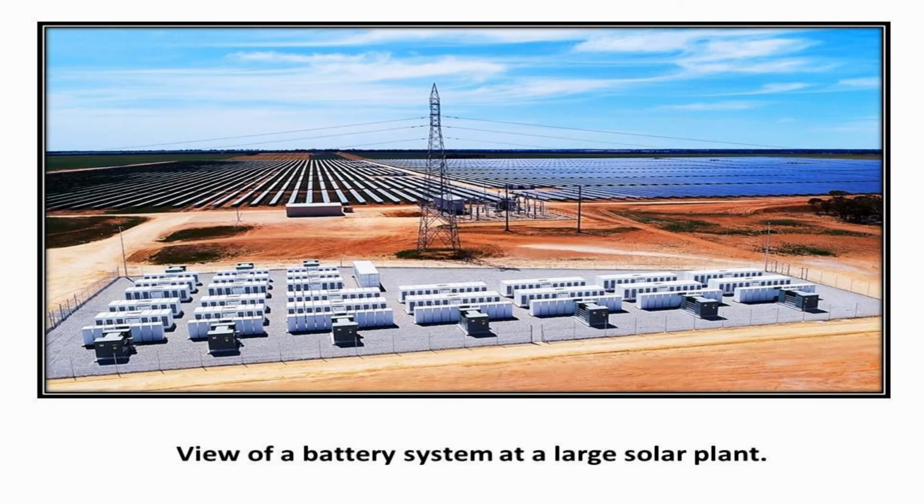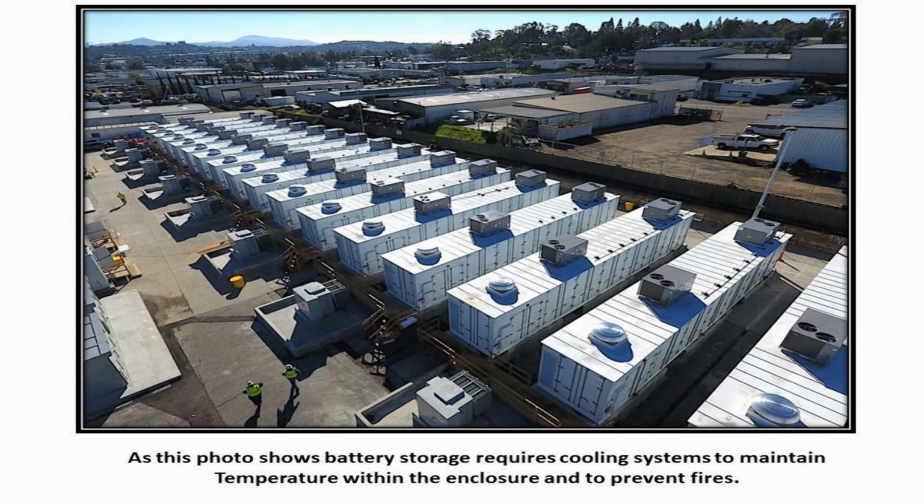This photo shows a utility-size battery backup for a large solar plant. Battery systems used in the wind and solar industry range in size up to 300 megawatt capacity with a storage capability of 1200 megawatts. This will deliver 4 hours of storage time. Imagine how large the battery requirement would get for a plant that needed days or weeks of storage. They would cost more than the plant costs, and they would be backing up a very small amount of time. As this photo shows, battery storage requires cooling systems to maintain temperatures within the enclosure and to prevent battery fires.